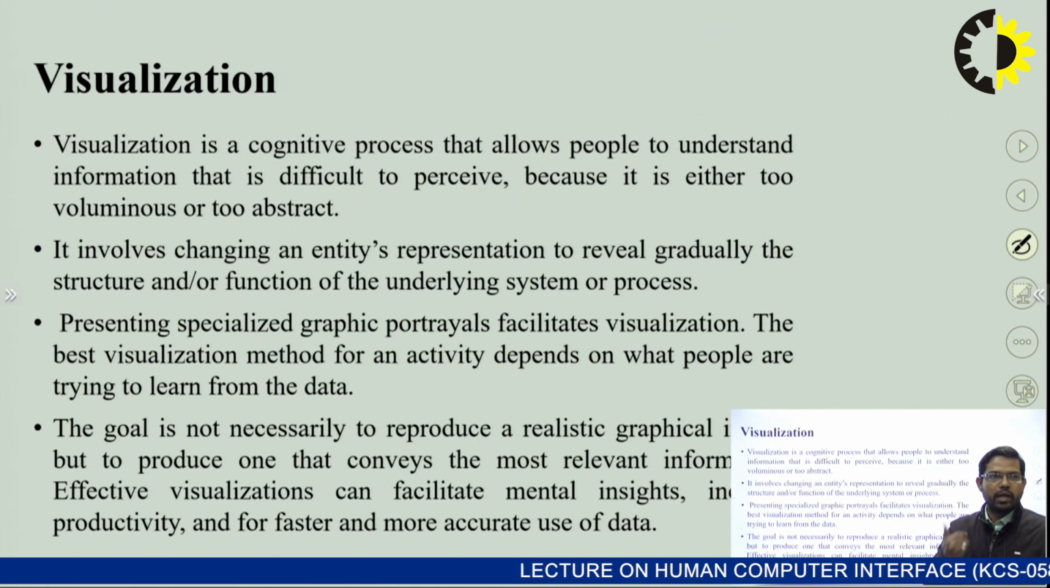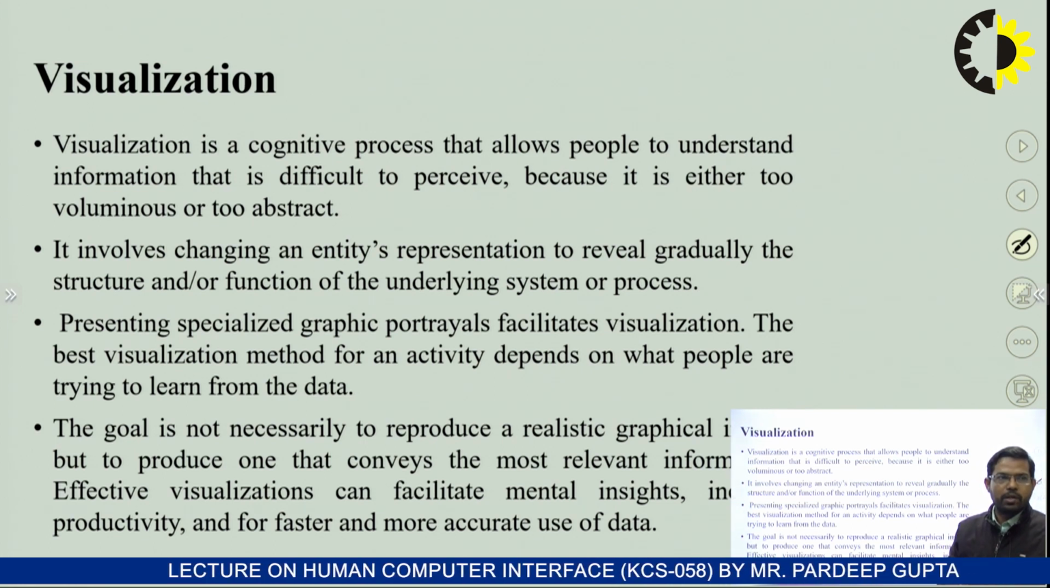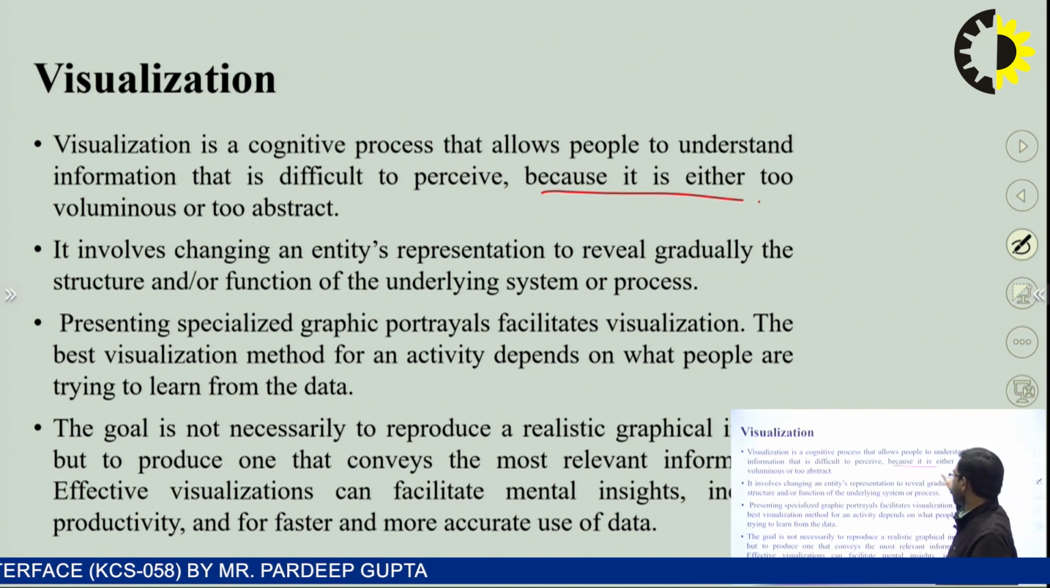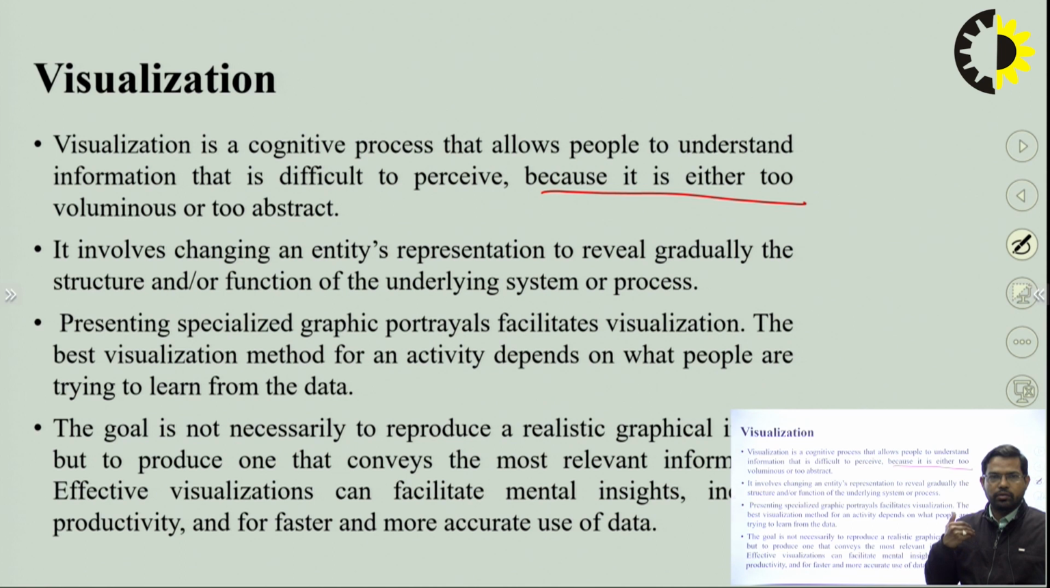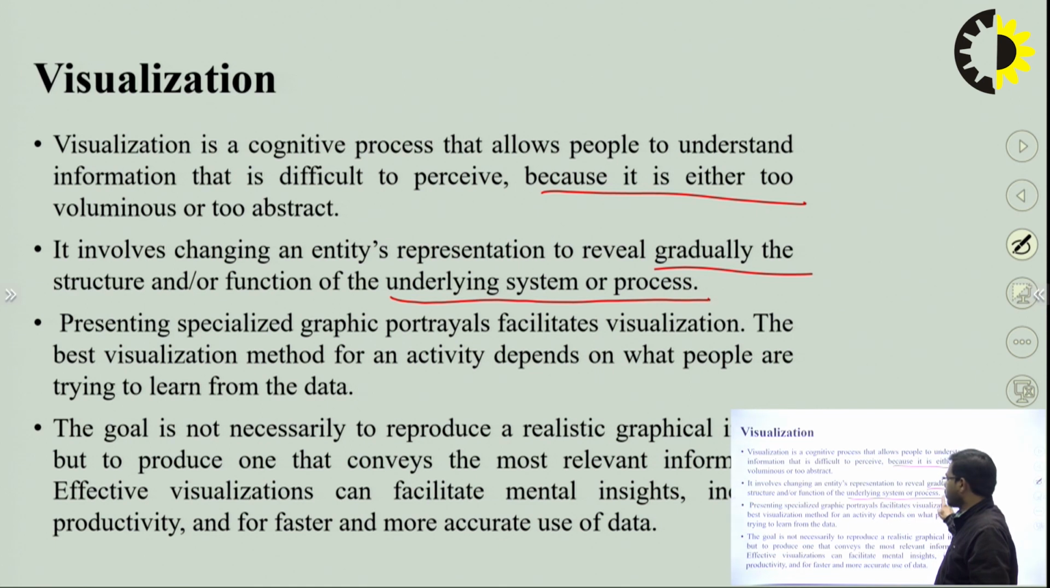Visualization means a cognitive process that allows people to understand information that is difficult to perceive, because it is either too voluminous or too abstract. Just like animation movies: we can listen to audio or visualize an animation movie. So which one is good for the human cognitive mind? That is visualization. It involves changing an entity's representation to reveal gradually the structure or the function of the underlying system or process.